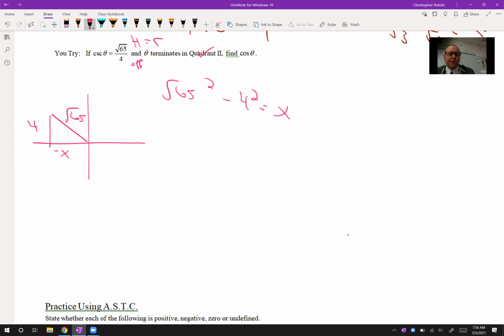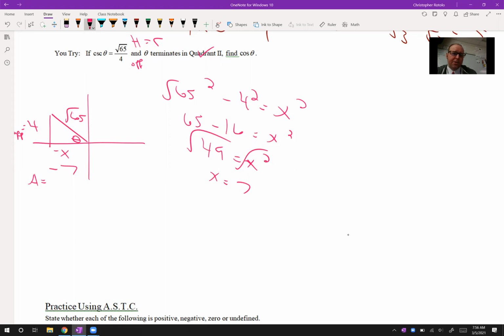All right, so square root of 65 squared, that's 65 minus 16. That's going to give us x squared. So we're going to be down to 49 for x squared. So we're going to take the square root. All right, so x turns out to be 7, but keep in mind, we said that this is going to be to the left. So that means negative 7 is going to be that x value. And based on the angles here, this is going to be adjacent. And this is our opposite. And of course, that's our hypotenuse.